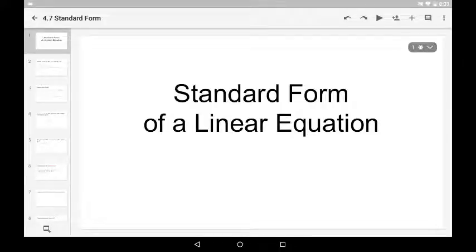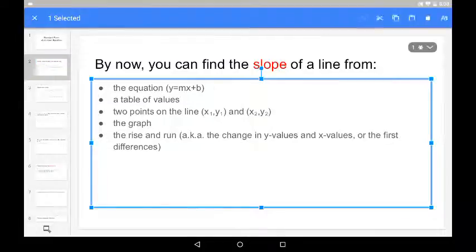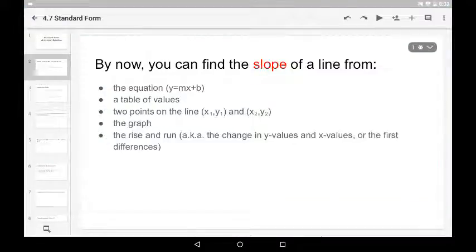Okay, so today we're talking about standard form of a linear equation. First, I'm going to do a quick little recap of what you should already know for this unit. So we found slope multiple different ways: from the slope-intercept equation, y equals mx plus b, from a table of values, from 2 points on the line where you use m equals y2 minus y1 over x2 minus x1.